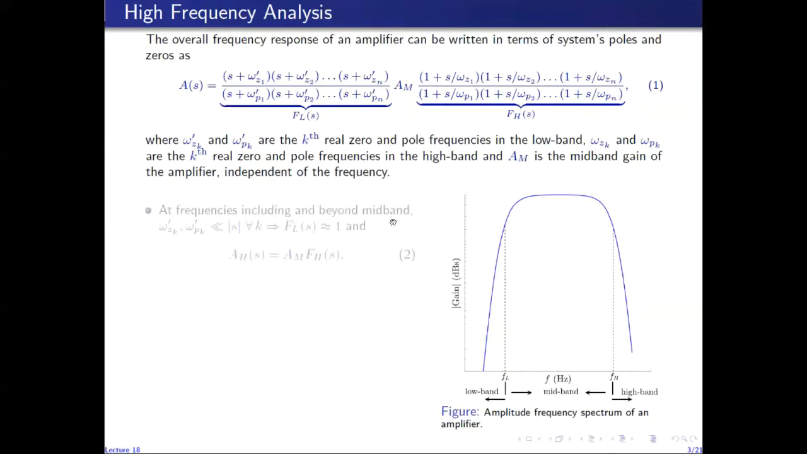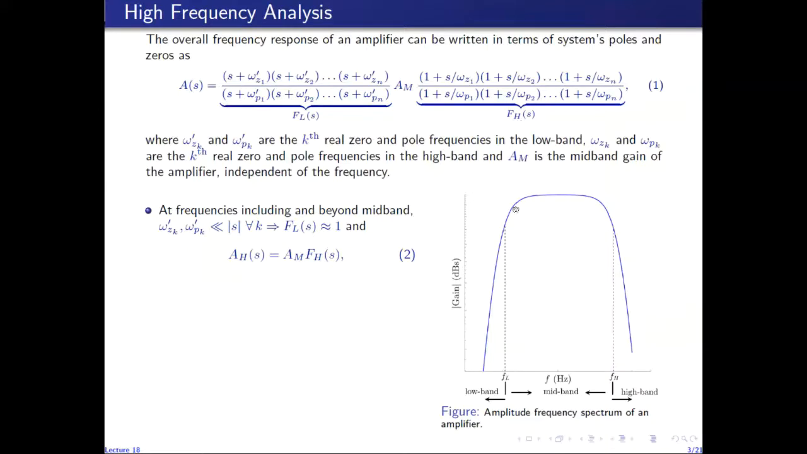Similarly, at higher frequency, the omega prime z's and omega prime p's, these zeros and poles, since they are the zeros and poles in the low band, at frequencies including the midband range and the high band range, these zeros and poles are so small that this response FL of S is approximately 1. So at high frequencies, within the midband and high band, the response is given by AM times F subscript H of S.